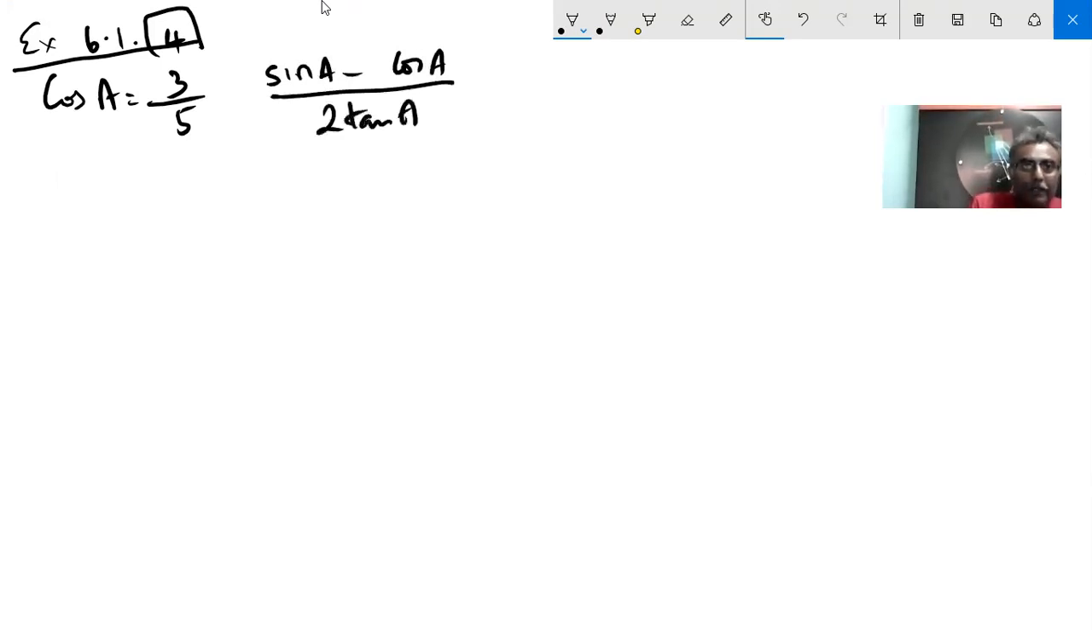So what all you have to find out? You have only cos A given. You have to find out sin A and tan A. So that means all 3 ratios you have to find out. Because tan is opposite by adjacent, then hypotenuse also you have to find out. What is the formula for cos? Which side by which side is cos?